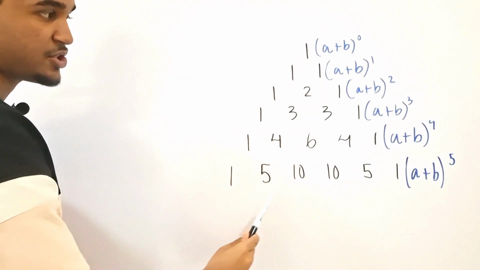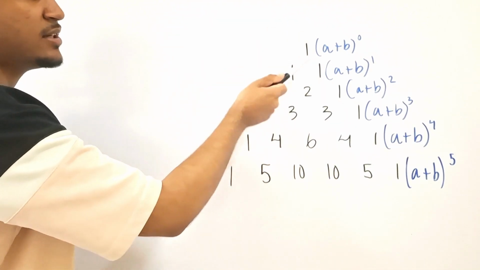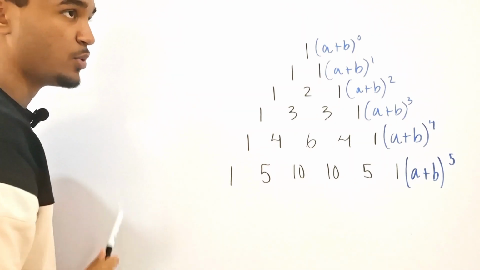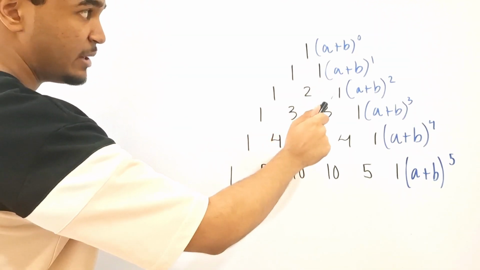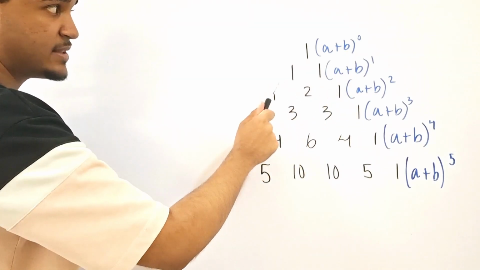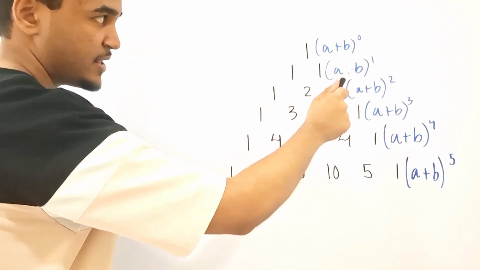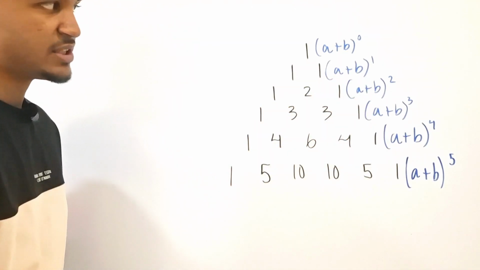So (a + b) to the power of 0 is going to be 1, because anything to the power of 0 is 1, right? Then (a + b) to the power of 1 is this row, and then that just goes on respectively.